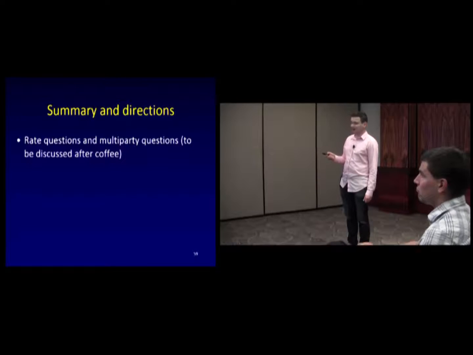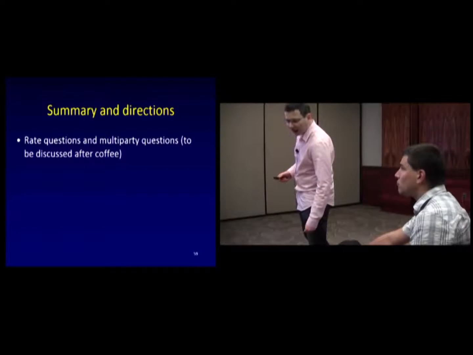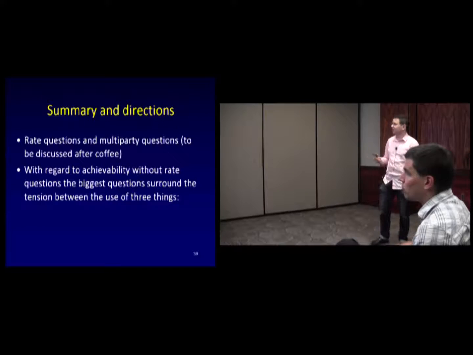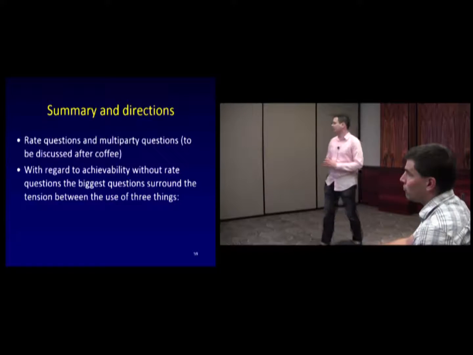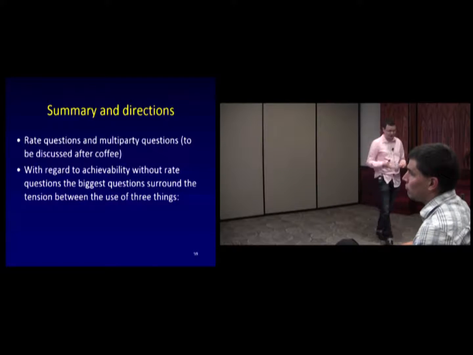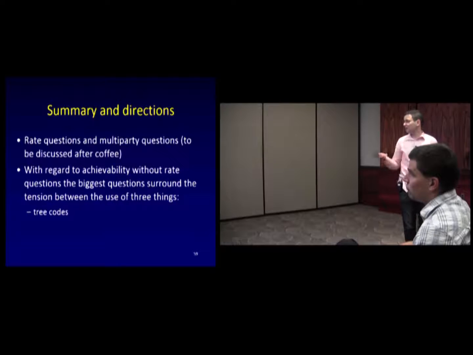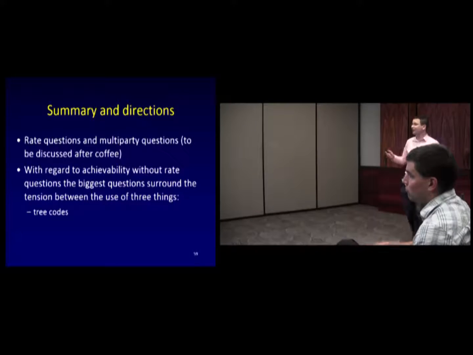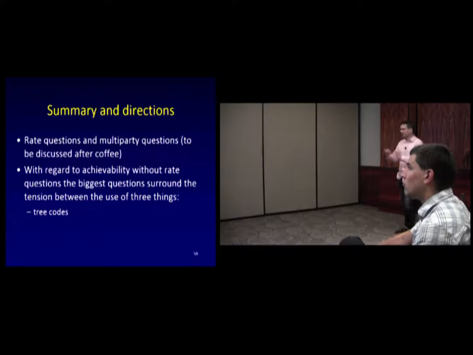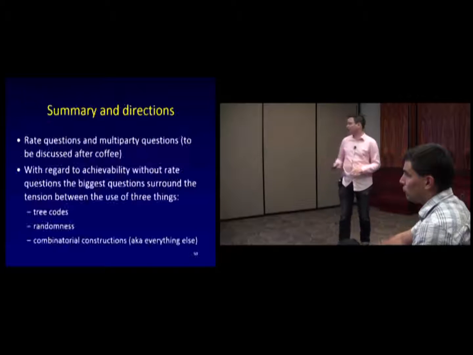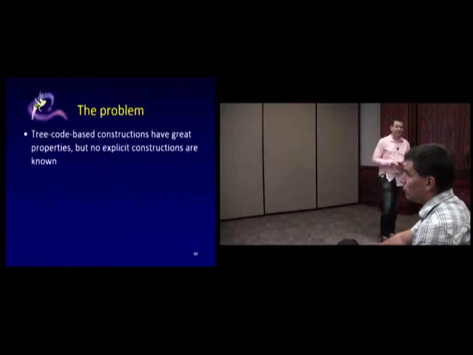Okay, so let's summarize. Rate questions and multi-party questions we'll discuss later. With regard to achievability, ignoring rate, so just error, if you just want to get things done and you don't worry about a factor of 2 or 4 in rate, there are three things that the whole thing revolves around: tree codes, randomness, and combinatorial constructions, which is basically everything else.